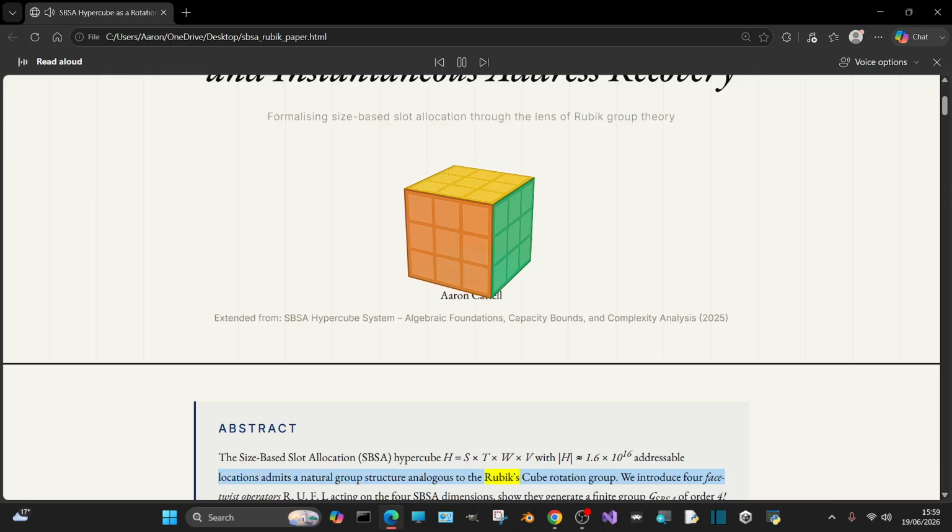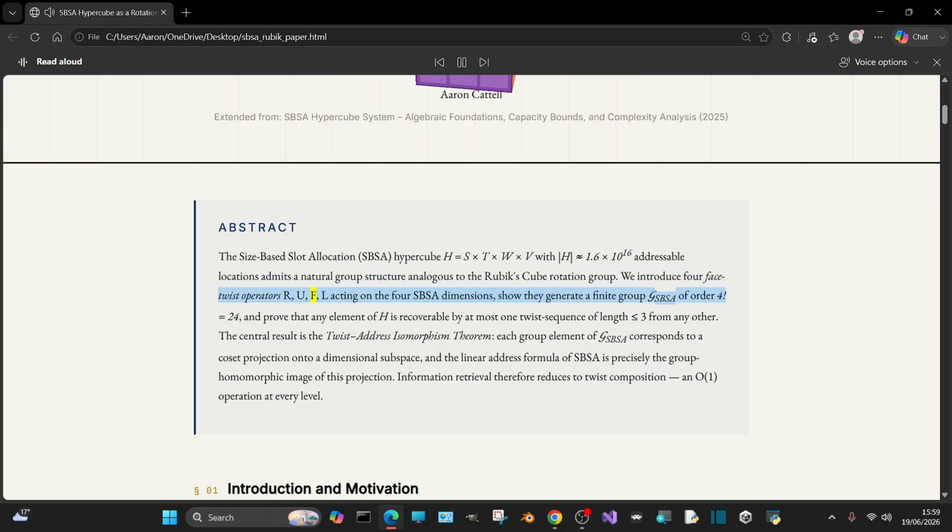Abstract. The size-based slot allocation, SBSA, Hypercube H equals S times T times W times V, with H almost equal to 1.6 times 10^16 addressable locations, admits a natural group structure analogous to the Rubik's cube rotation group. We introduce four face twist operators R, U, F, L acting on the four SBSA dimensions, show they generate a finite group SBSA of order 4 equals 24, and prove that any element of H is recoverable by at most one twist sequence of length less than or equal to 3 from any other.